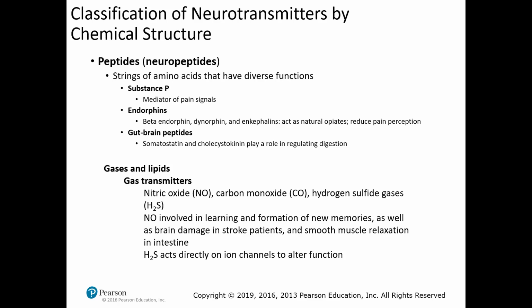Now, other neurotransmitters: nitric oxide. Nitric oxide is a very important neurotransmitter in causing vasodilation, blood vessels to dilate. We also use nitric oxide in memory, allowing us to create and store new memories in our central nervous system.